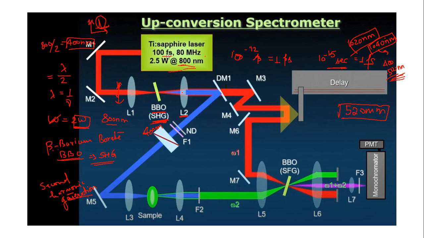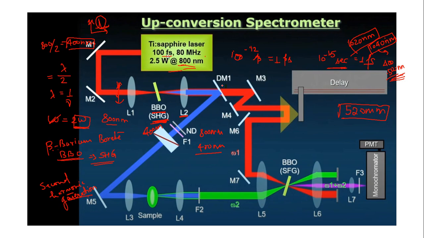So basically, out of SHG, we get a mixture of light. One will be of 800 nanometer, and the other will be of 400 nanometer. Now, how to separate them? In order to separate them, we pass them through this DM. What is this DM? This DM is a dichroic beam splitter.